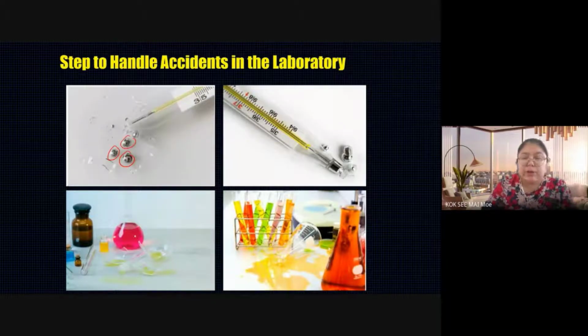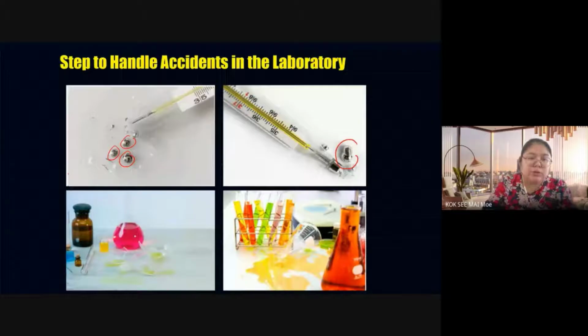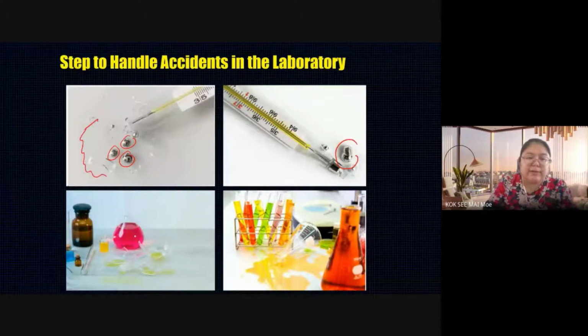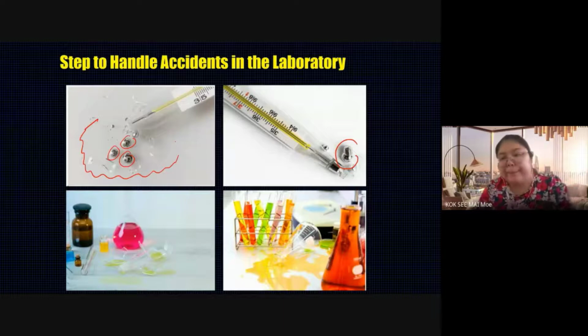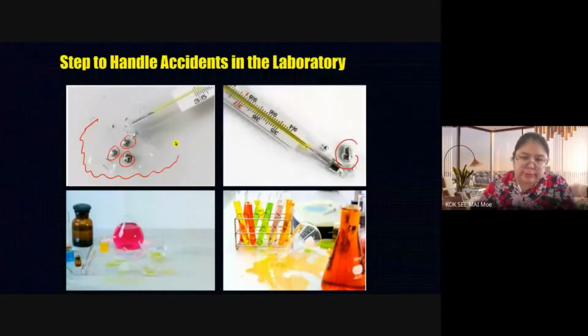This one is the mercury. This all is very dangerous. So the first step, they also need to use something to cover the area, so it does not continue to flow. After that, you need to call the fire brigade to come. We cannot use our hands or any cloth to mop it. No, we cannot do it like this.